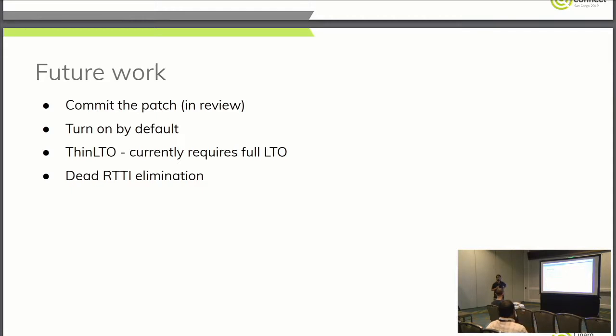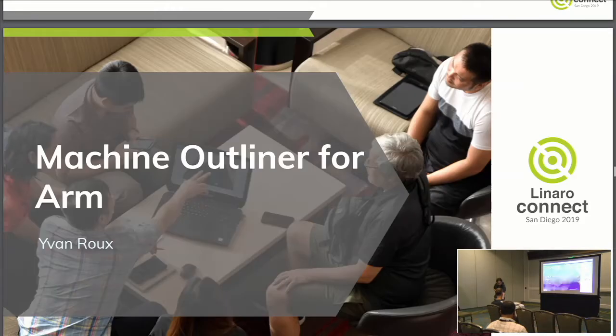And it might also be possible to extend it to eliminate dead runtime type information. That would require extra annotations in Clang to note places where types are used for exceptions, dynamic casts, that sort of thing. So now I'll hand back to Peter to talk about Ivan's work on the machine outliner.